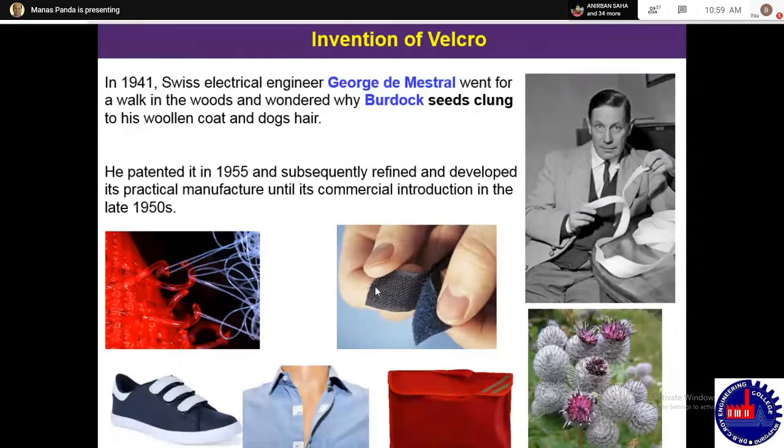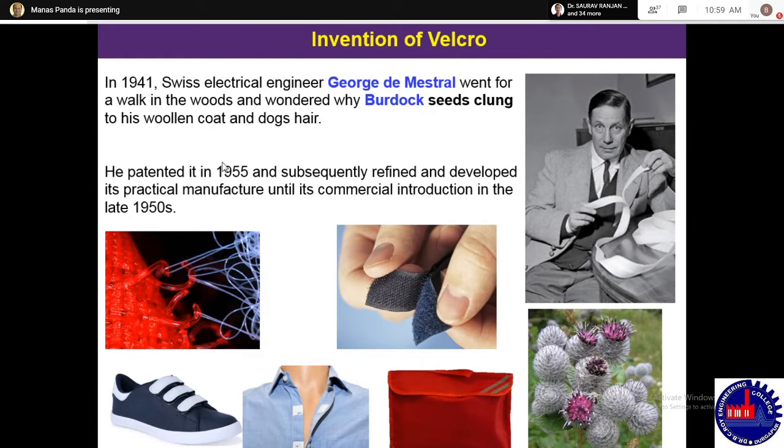A Swiss electrical engineer, he's not even a chemist, he's an electrical engineer, George de Mestral, went for a walk to the nearby seaside, with his dog. He was wearing a woolen coat. In Switzerland it was obviously winter, and he went to the nearby hillside with his dog.